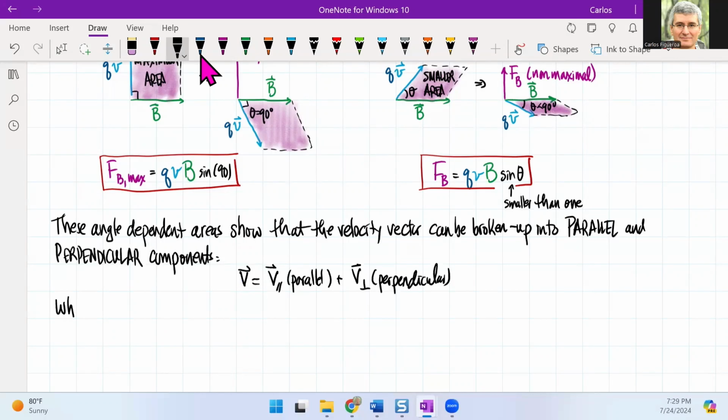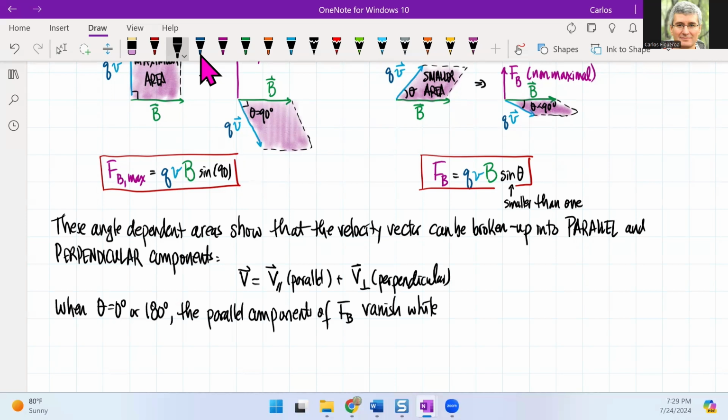So when theta is equal to 0 degrees or 180 degrees, the parallel components of F_B vanish, while the sole survivor is the perpendicular component.